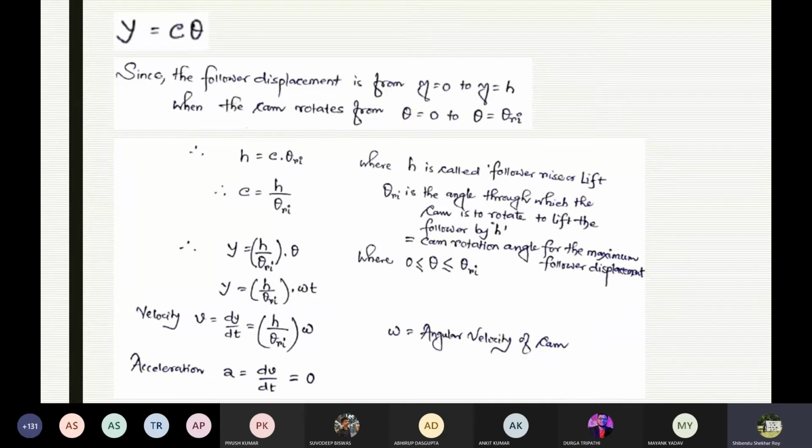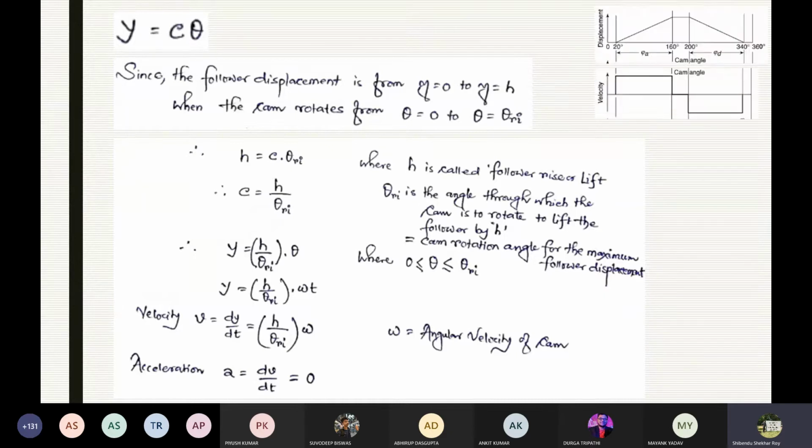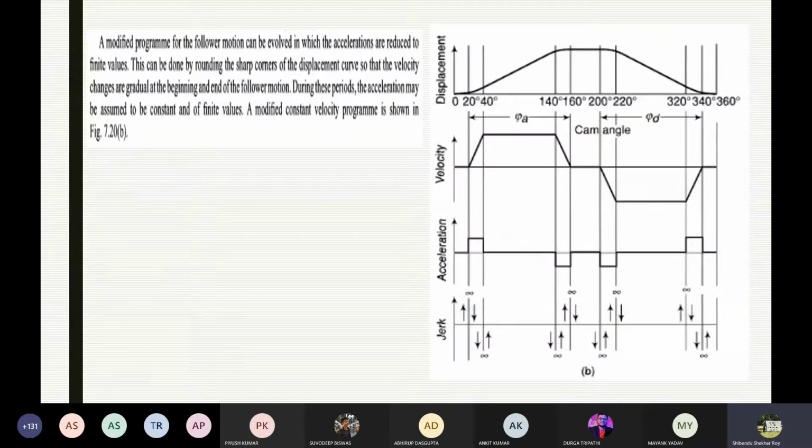And we have derived the displacement equation, y equal to c theta. We have also found out the velocity, dy/dt, and the acceleration, dv/dt. In order to avoid these practical difficulties, that means the discontinuity in acceleration at the starting and end points, we used a gradual increase of velocity instead of an instantaneous increase. Gradually, velocity will increase from zero to the maximum value within a very small time.